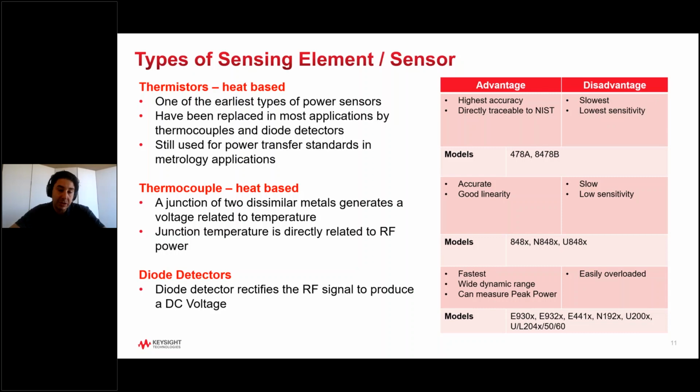Now, heat-based sensors, such as thermocouples, depend on a process of absorbing all energy except for the tiny bits of inefficiencies and reflections. And the way that they measure the RF signal is by detecting the resulting heat rise. Thermocouples work as a junction of two dissimilar metals, and they generate a voltage that's proportional to temperature. This temperature is what's directly related to your incident RF power. From an advantage point, they're accurate, they have great linearity, but they're also slow and have low sensitivity.